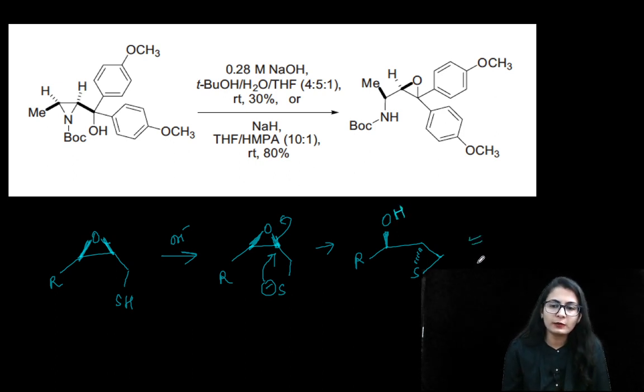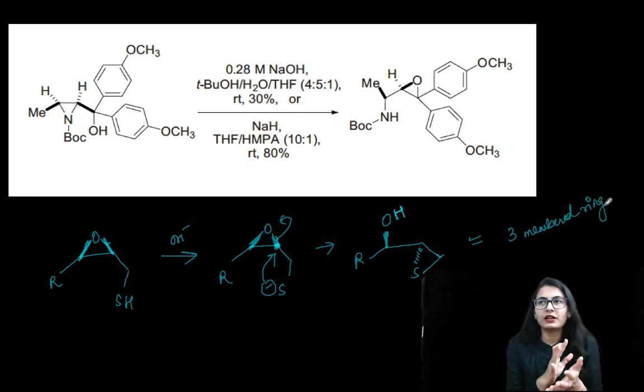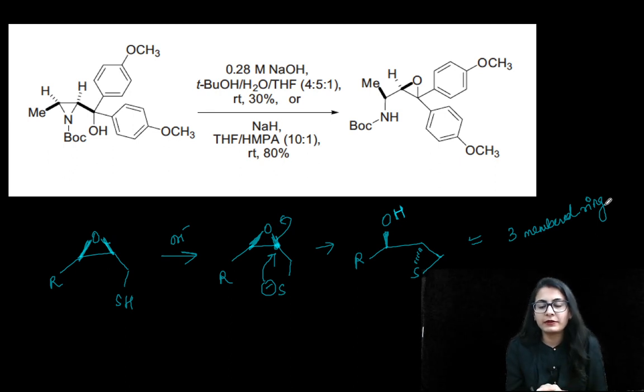Now what do we talk about? How do we classify Payne rearrangement? It is only when the nucleophile is present internally and it attacks to give a three-membered ring. Always the three-membered ring has to be formed. So basically it is just the interchange between three-membered rings which is happening.